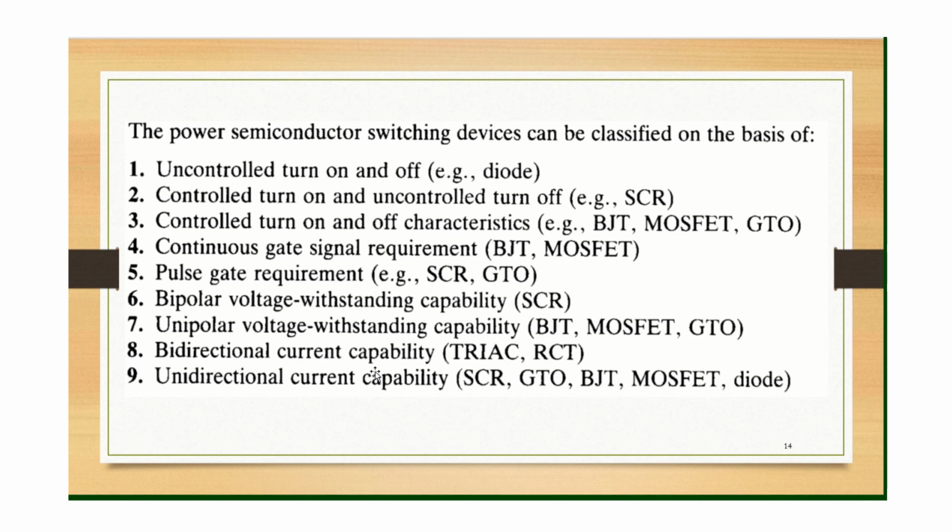Again, for controlled turn on and turn off, you have the BJT. That means when you give a signal to the base, you can turn it on, and by withdrawing the signal at the base, you can turn off the transistor, that is the BJT, right? Like that, based on the operation, that is control action, these are the classifications.